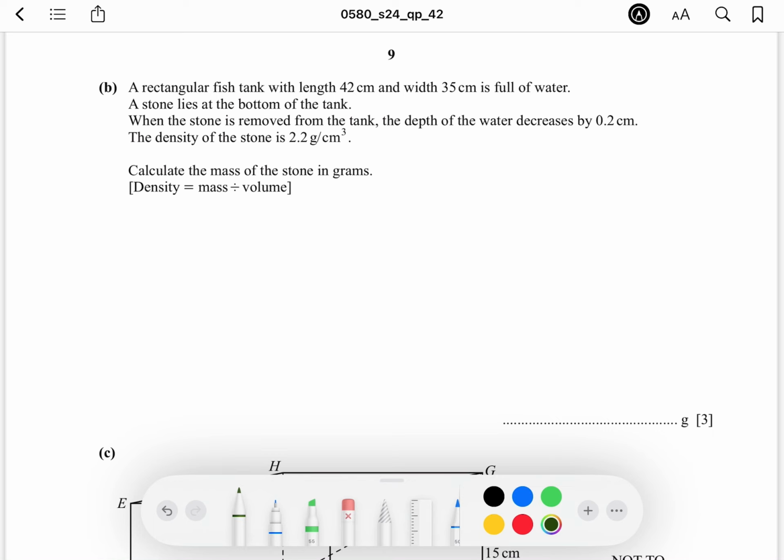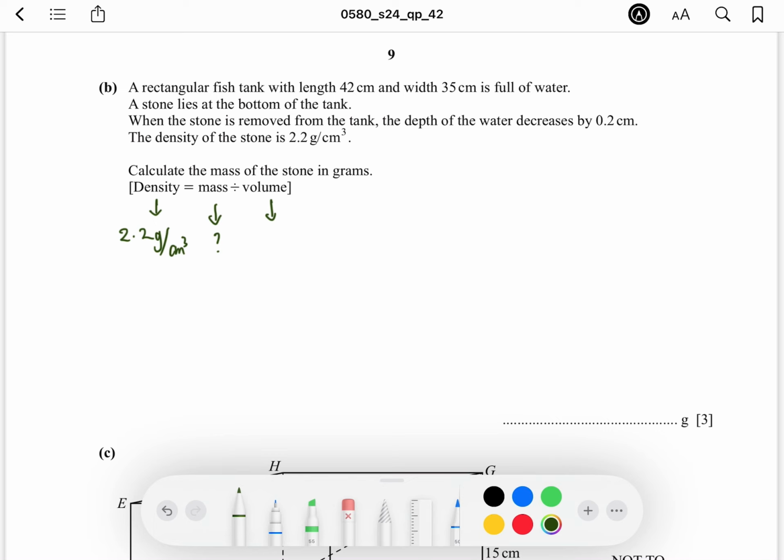How do you find mass? The formula is already given. Mass is what we are looking for. Do we know the density? Yes, that's 2.2 gram per cubic centimeter. Do we know the volume? Is the volume given? So it's the volume that we need to find. Volume of what, actually?